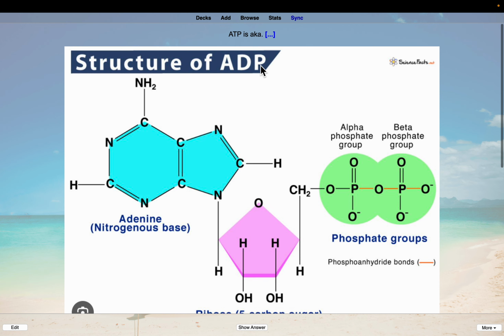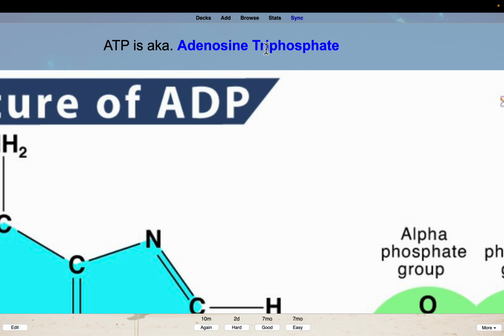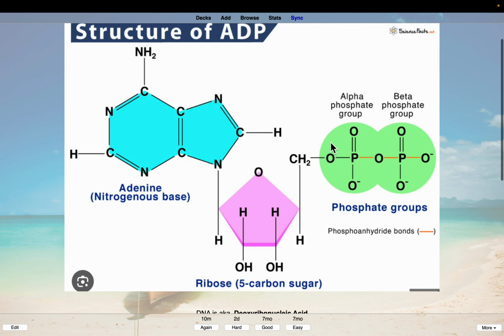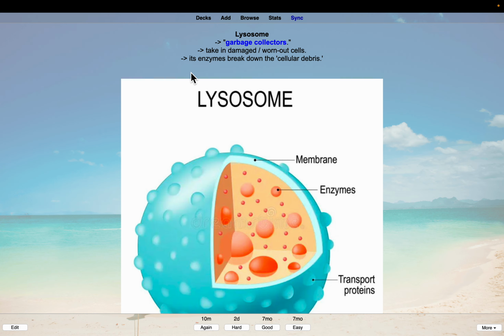ATP is, in other words, adenosine triphosphate. Okay, so there's a phosphate group, a ribose, and an adenine, or a nitrogenous base. Adenosine triphosphate, from the prefix tri, there are three phosphate groups. Lysosome, in other words, garbage collectors. They take in damaged or worn out cells, and its enzymes break down the cellular debris.